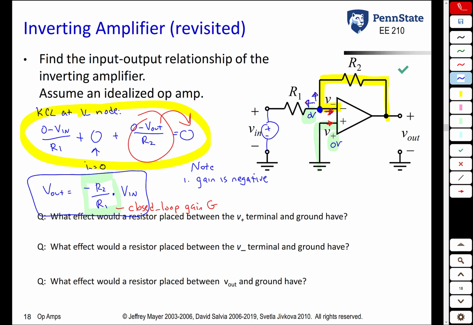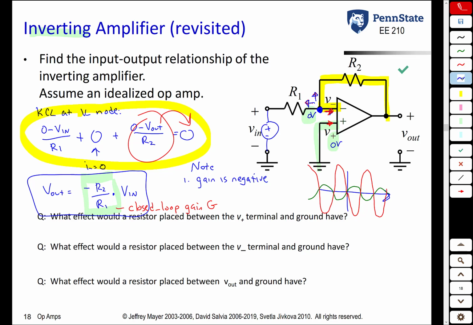This is why this is called an inverting amplifier. It inverts the input signal. So for example, if the input signal looks something like this, the output signal would be an amplified version of it, but it would be inverted. So when the input was negative, the output was positive, and vice versa. So that's what we mean by a negative gain or an inverting amplifier.